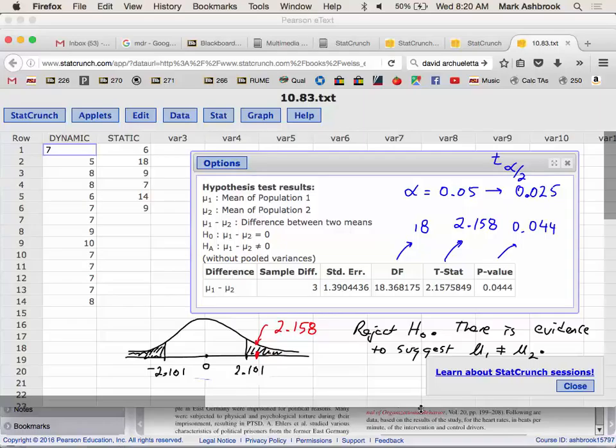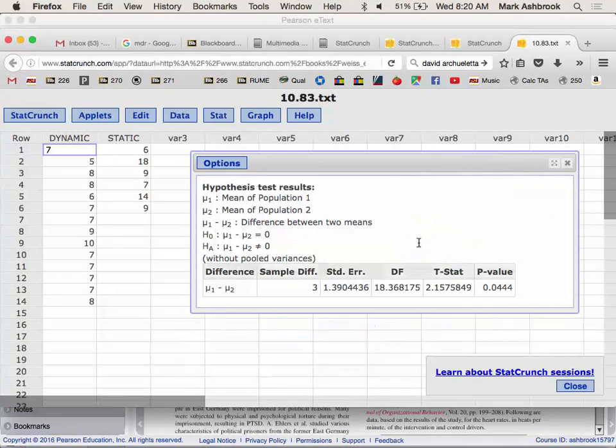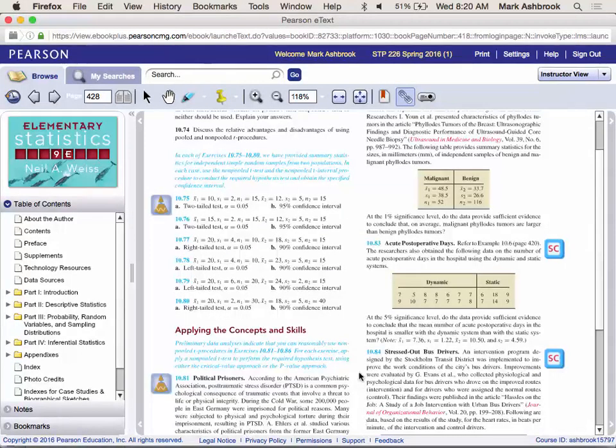There's lots of things we had to manage and understand. So yes, we're using Statcrunch to help us, but there are a lot of management issues and interpretation issues that we still have to attend to. So let's try another example with a real world situation here.